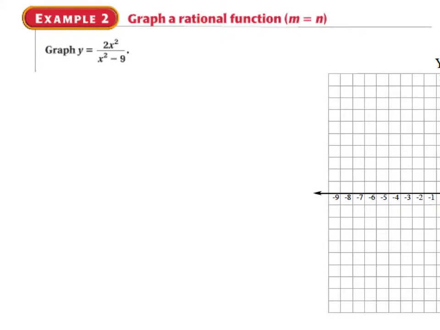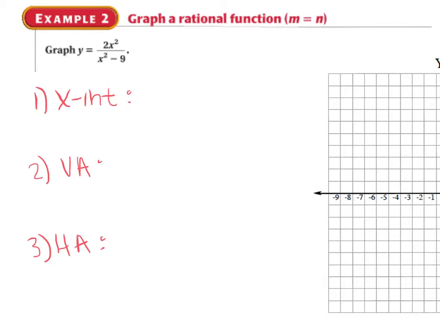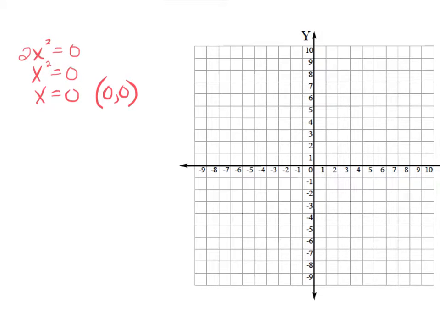So let's dive into this rational function. It looks like I'm dividing a quadratic equation by another quadratic equation, and remember, we need to look for x-intercepts, vertical asymptotes, and horizontal asymptotes. You need to recall that x-intercepts are coming from the zeros of the numerator. It's just something you kind of need to memorize. And so when I take my numerator and set it equal to 0, divide by 2, and then square root, you can see that you have an x-intercept located at the coordinate pair (0, 0). So you could go over and plot (0, 0).